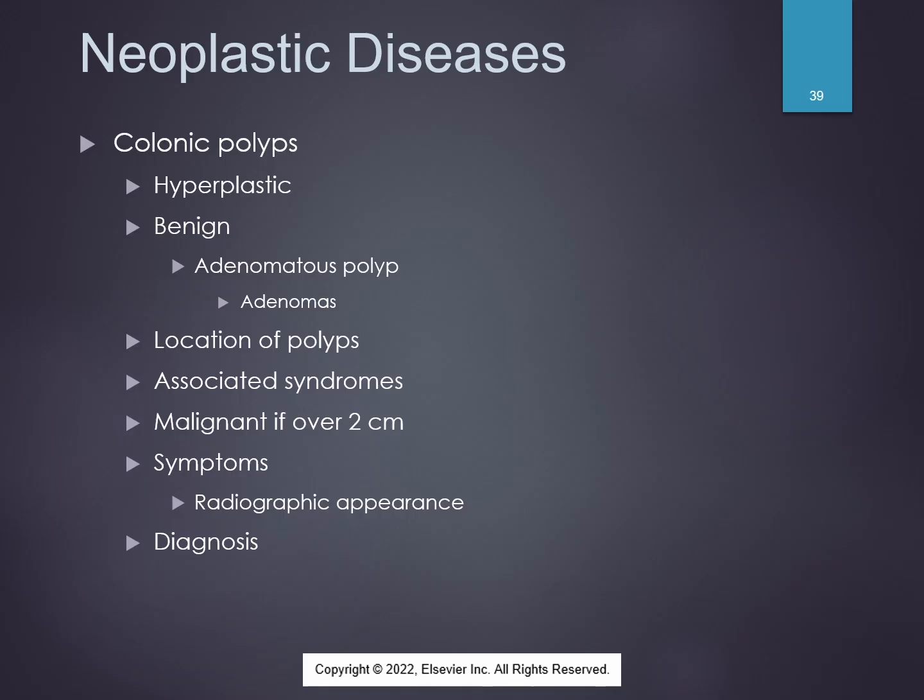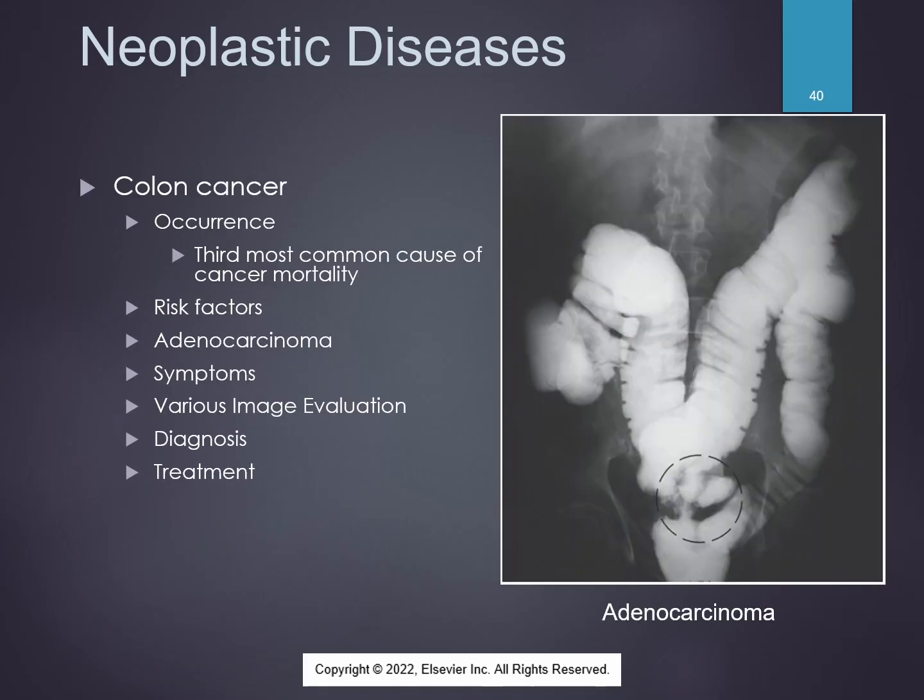Polyps are asymptomatic. Polyps appear radiographically as rounded filling defects or contour defects in the barium shadow. Diagnosis is made by sigmoidoscopies and colonoscopies. This is another highlight star. Colon cancer is the third most common cause of cancer mortality, being found in both males and females.